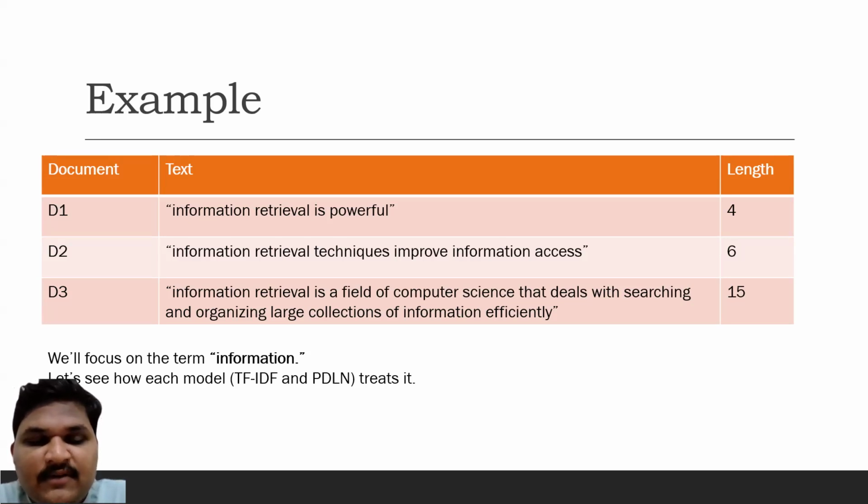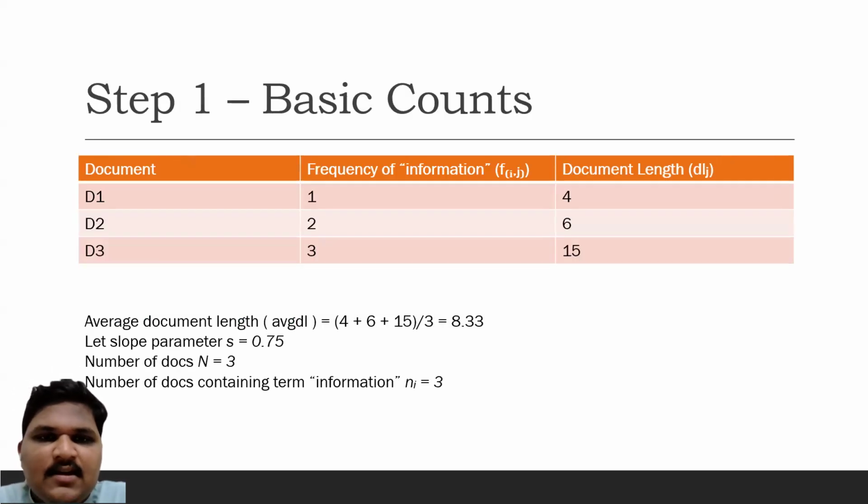We will focus on the term information, which means our query term will be "information." Let's see how each model, which means TF-IDF and PDLN, treats it. We will calculate for both the models and find the differences among them. So in step one, we will basically count Fij and the DLJ.